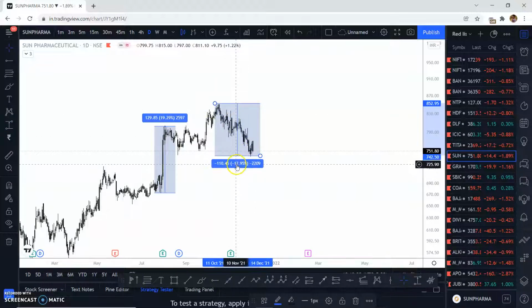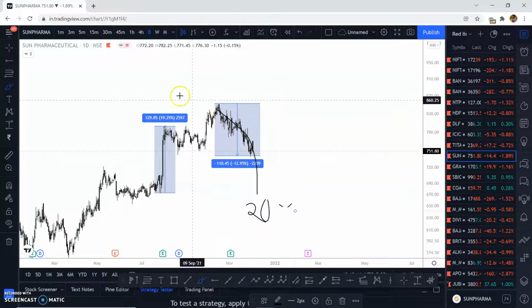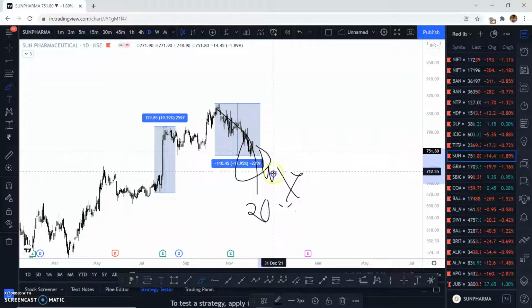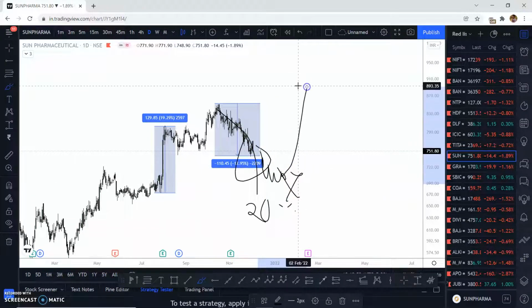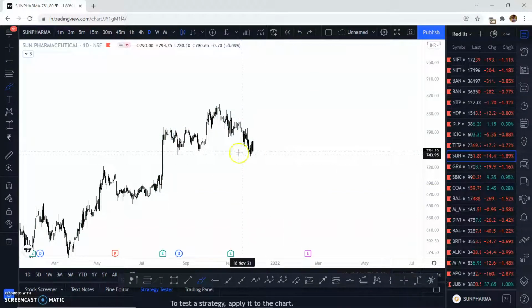Unless and until I see a fall of 20%, this stock is not going down, it's not crashing. I can invest my money right here, I can average, and suddenly I'll see a spike up. I'm talking about the swing trades, I'm talking about the daily time frame, not the intraday.